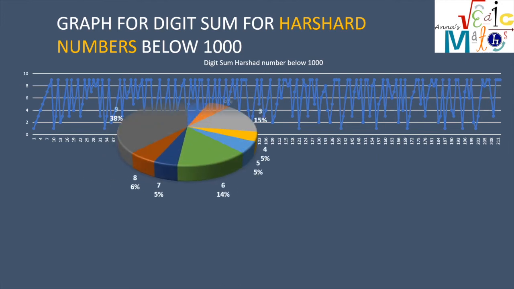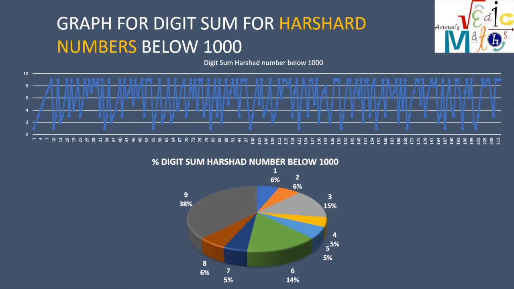Some more information we can obtain if we count the frequency of each digit from 1 to 9. The highest is the 9 with 38%, then we have 15%, the 3, and 14% is the 6. The others are between 6 and 5%.